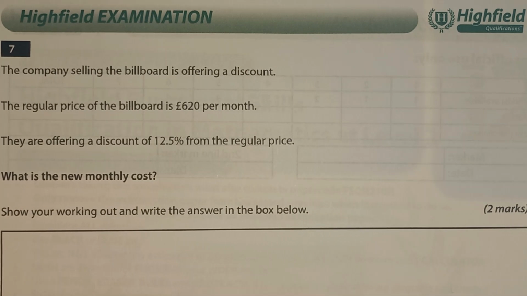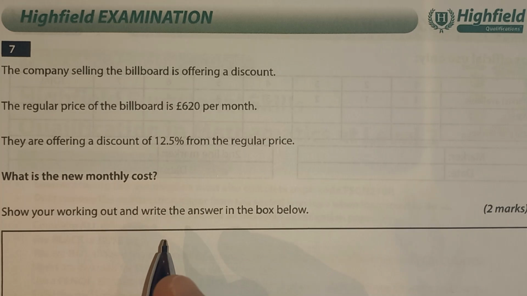Okay. The company selling the billboard is offering a discount. The regular price of the billboard is £620 per month. They are offering a discount of 12.5% from the regular price. What is the new monthly cost?